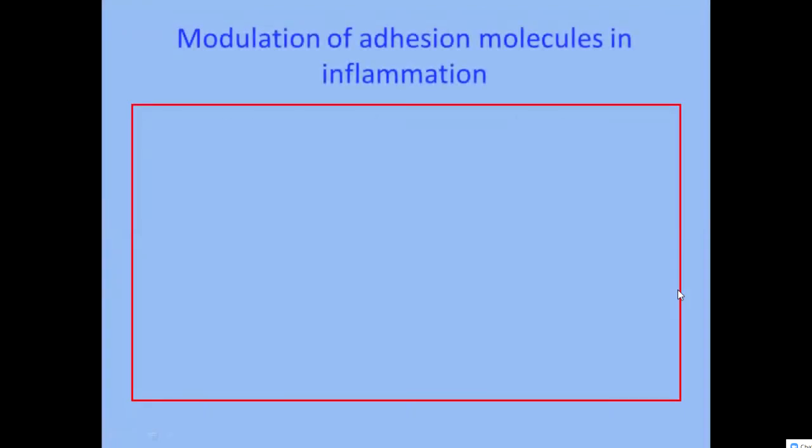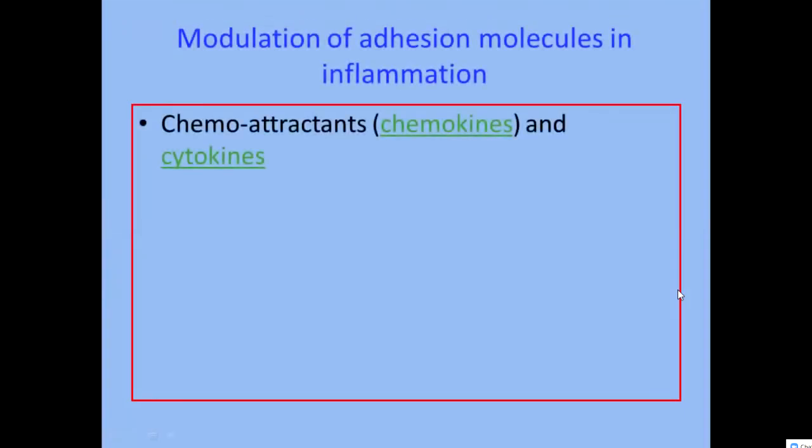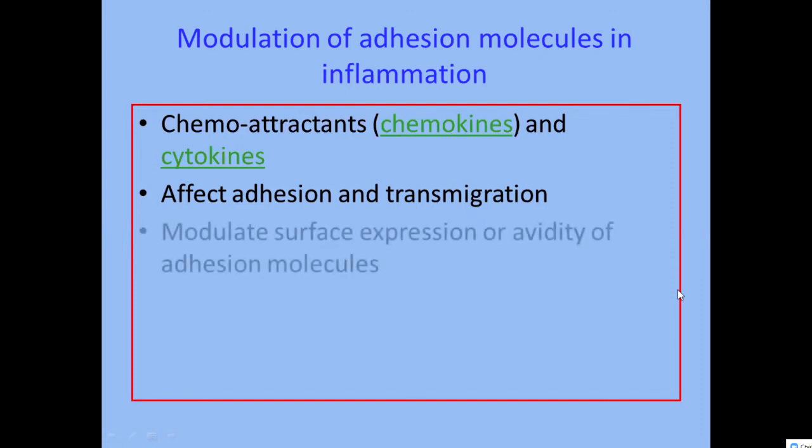So here, modulation of adhesion molecules in inflammation. Chemoattractants. Chemoattractants are chemicals. Chemo means chemical, a chemical which causes attraction. And these are called cytokines or chemokines. Chemokines is older terminology. Nowadays, we call it cytokines. Okay? Both are same. They affect adhesion and transmigration. They modulate the surface expression or avidity of adhesion molecules.